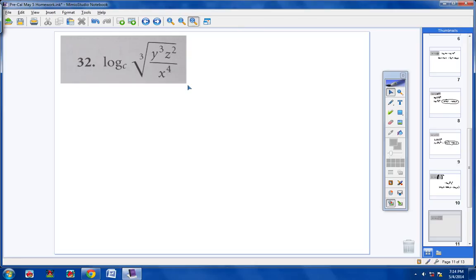Now here I have a cubed root. So I'm going to save some time and just put parentheses right here and parentheses right here, and put a 1/3 power right here. Now multiply your 1/3 through and you will have log base c of, well, 1/3 times 3 is 1, so y to the 1. 2 times 1/3 is 2/3, so z to the 2/3. And then 1/3 times 4 would be x to the 4/3.